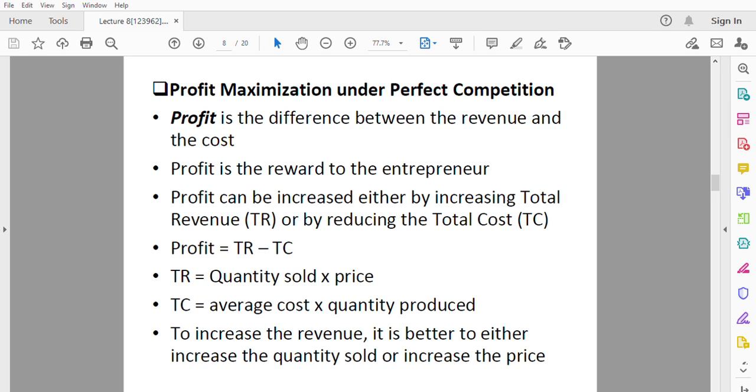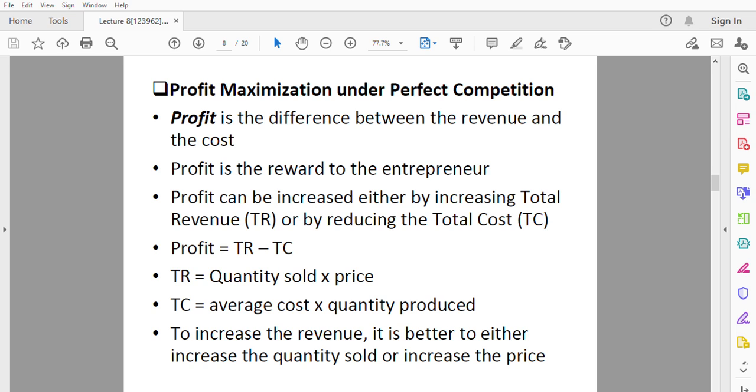in producing the good. So total revenue basically can also be calculated by multiplying the quantity sold by the price. So it's quantity sold times price. What about total cost? Total cost is the average cost times quantity produced. So to increase your profit, you either increase your total revenue by selling more or increasing your price, or reduce your total cost by decreasing your average cost. Specifically, decreasing your average cost.